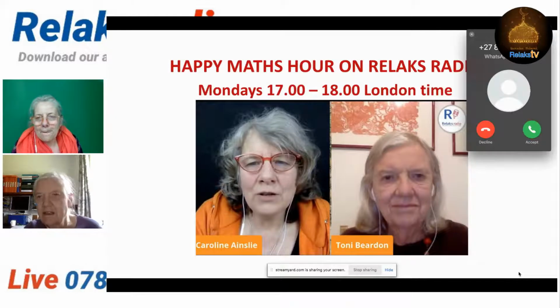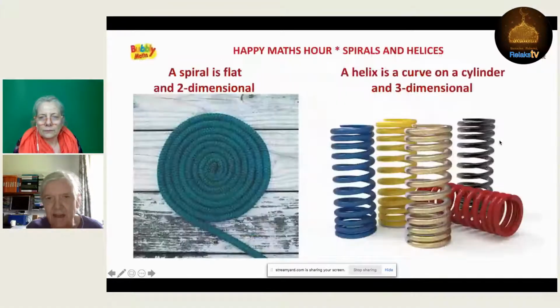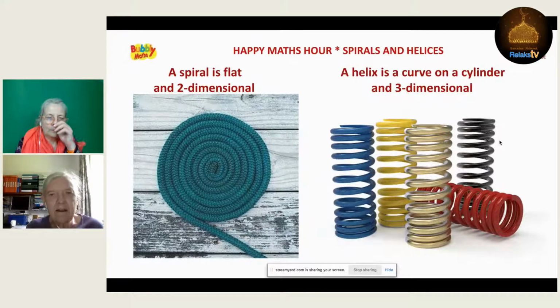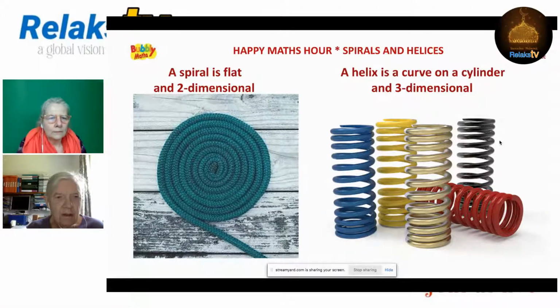Excellent. Right, well, we're going to talk about spirals and helices today. And here they are. Here's a picture of a spiral, as Caroline was showing you. It's flat and two-dimensional. That's actually a picture of rope coiled on a deck, but you can see the spiral.